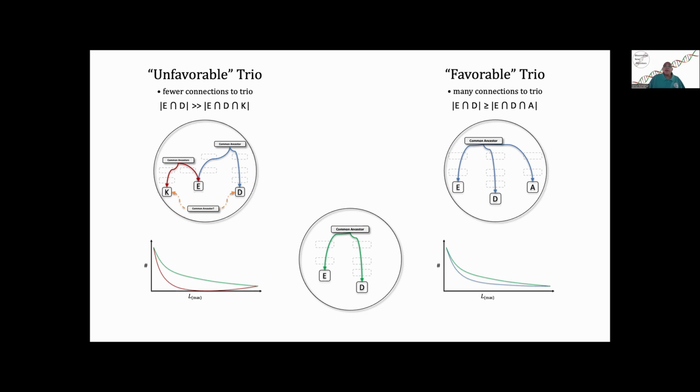The number of shared matches of our dyad will always be larger than the number of shared matches of our trio. The question is how much larger. In the example shown, we indicate that the number of shared matches of the dyad are larger than or equal to the number of shared matches of our trio. In the case of the unfavorable trio, the notation here indicates that the number of shared matches of the dyad are much larger than the number of shared matches of our trio.